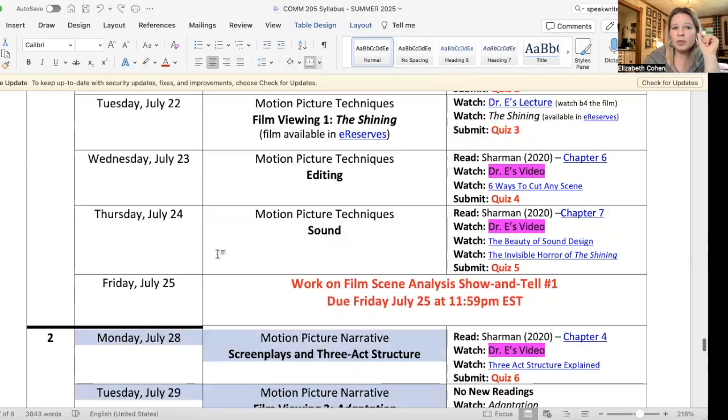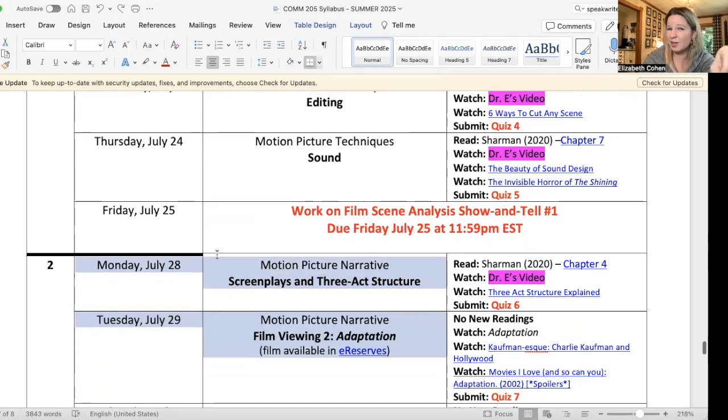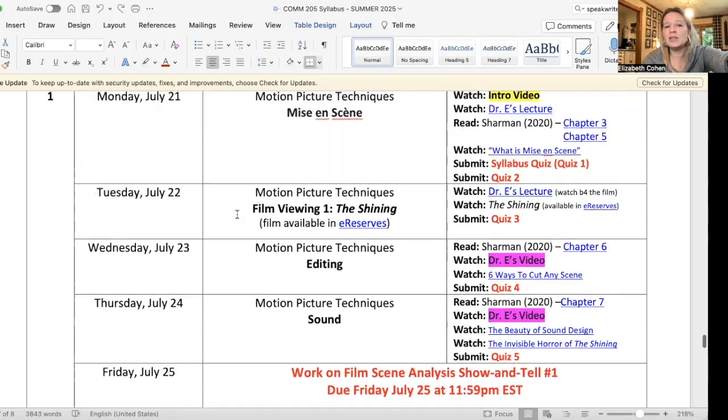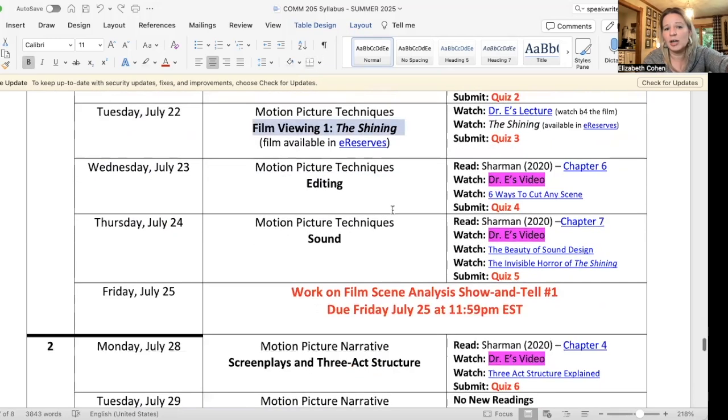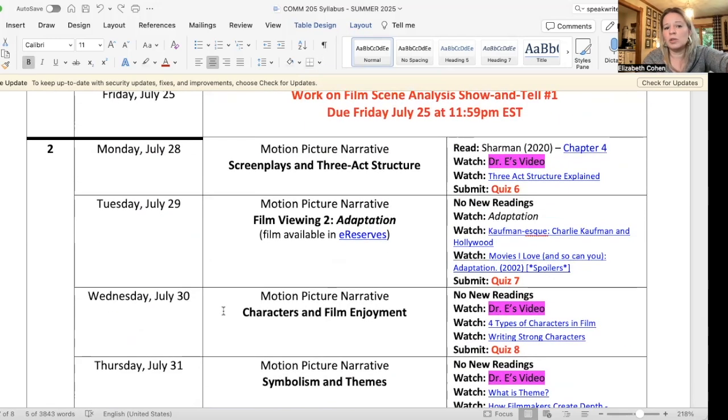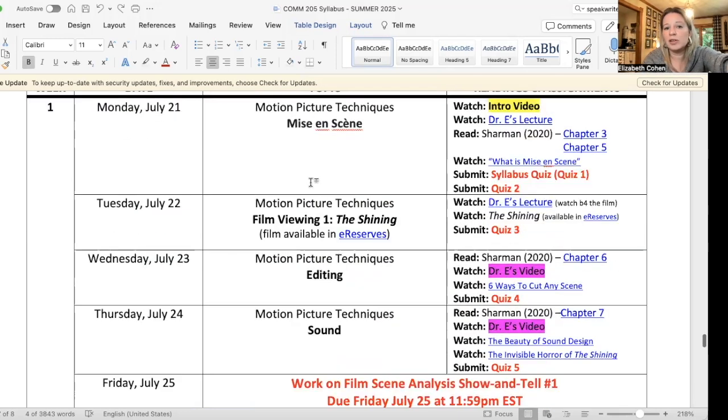Two caveats though. Do not do it out of order because that's going to mess you up. The way I did this class, in many ways it doesn't always build on itself, but there are some things where we're going to watch The Shining and then we're going to keep talking about The Shining and I'm going to keep referencing it in future lectures. So you really need to do these things in order. So that's caveat number 1. You can go at your own pace, but don't go out of order.